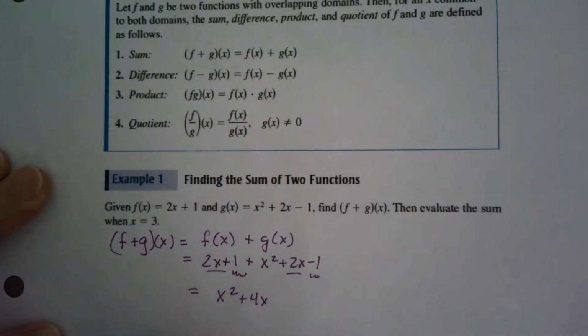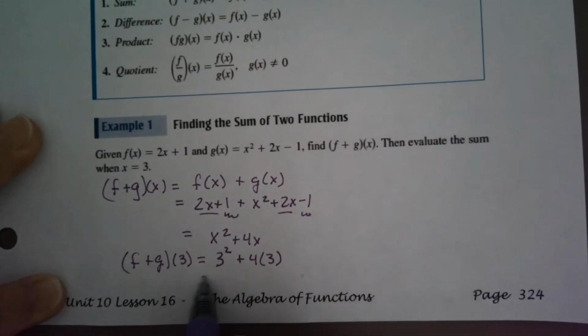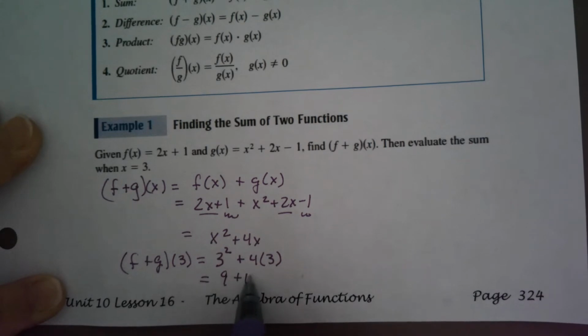Now, f plus g of 3, we want to evaluate f plus g of 3 would equal, I can simply take my result here and replace x with 3. That's 9 plus 12, which is 21.